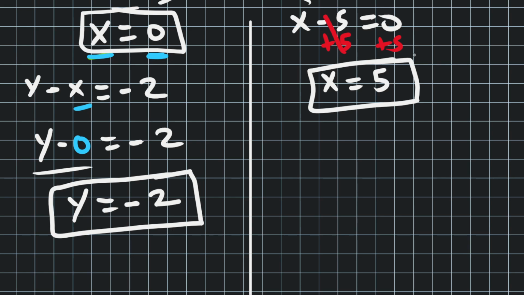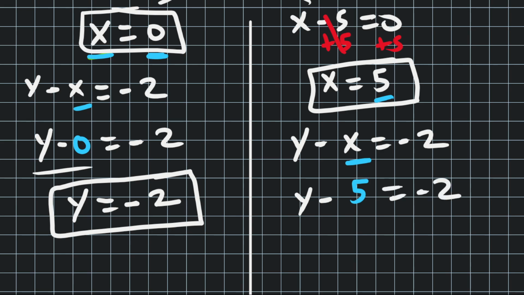And now we're going to solve for y again using x equals 5. So we can go ahead and use the same equation right here, y minus x equals negative 2. So y minus x equals negative 2. And we're going to substitute this x for 5. So this comes out to y minus 5 equals negative 2. And to solve for y, we'll just add 5 to both sides. We have y equals negative 2 plus 5 is 3.